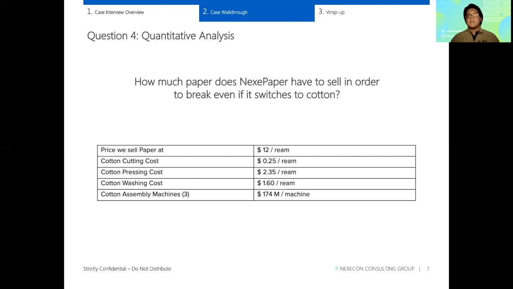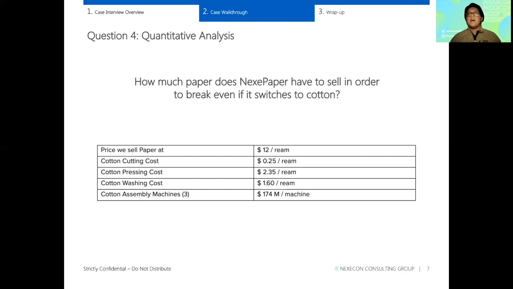So basically what that means is we have this set of fixed costs since we've already bought these 3 machines, and that's 522 million. And then on each ream of paper we sell, we're going to make some profit. And we want to sell just enough so that the profit that we get from selling the reams equals that 522 million of fixed costs. So let's figure out the profit per ream first.